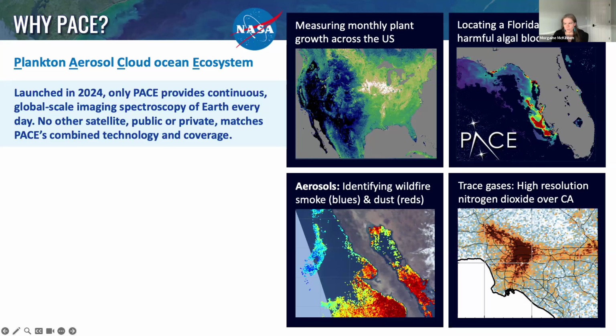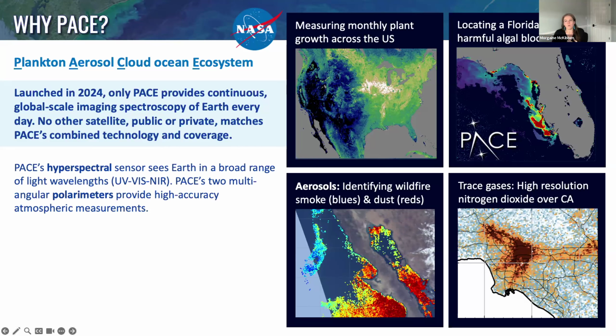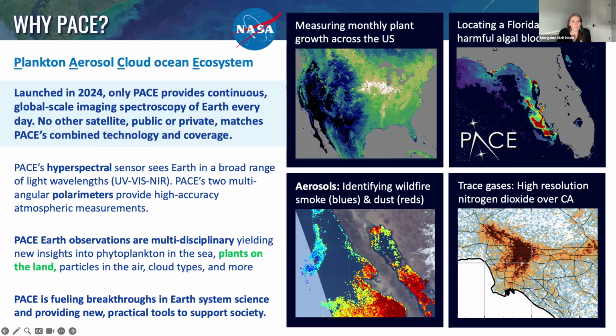We were launched in 2024, and PACE is unique in that it gives continuous global scale imaging spectroscopy of Earth every day, which isn't provided by any other satellite platform. We have a hyperspectral sensor that sees from the UV through the visible through the near infrared in high spectral detail, plus a couple of SWIR bands. And we also have two polarimeters aboard that provide high accuracy atmospheric measurements. I'll go into the instruments in just a little bit more detail in a second, but really the big takeaway is that PACE Earth observations are truly multidisciplinary.